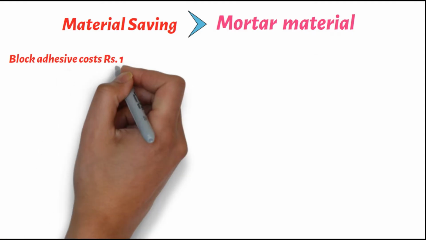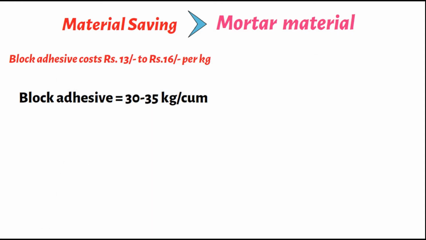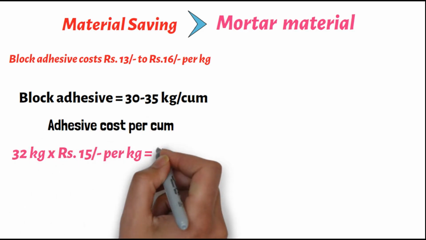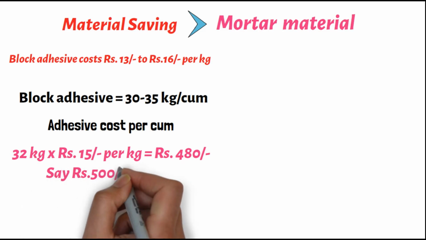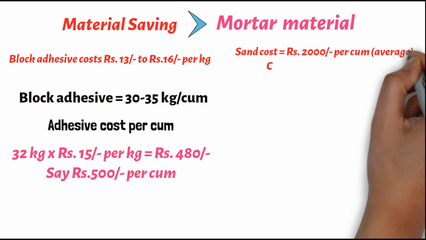AAC blocks use block adhesive, and the cost of block adhesive per kg is around 13 to 16 rupees. For 1 cubic meter of block work, around 30 to 35 kg of block adhesive is required, and the total cost works out to around 500 rupees per cubic meter.